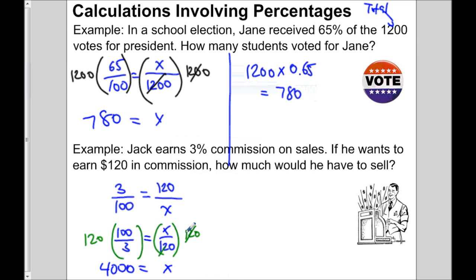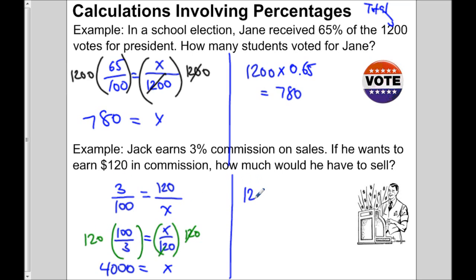Right. So he would need to sell $4,000 worth of stuff. So again, take a look here to figure out the total. We did 1,200, right? And we multiplied the flipped version. Now, if you remember, when you divide fractions, that really means you're multiplying the reciprocal or the flipped version. So this is essentially the same thing as 120, or the part, dividing by the percentage.